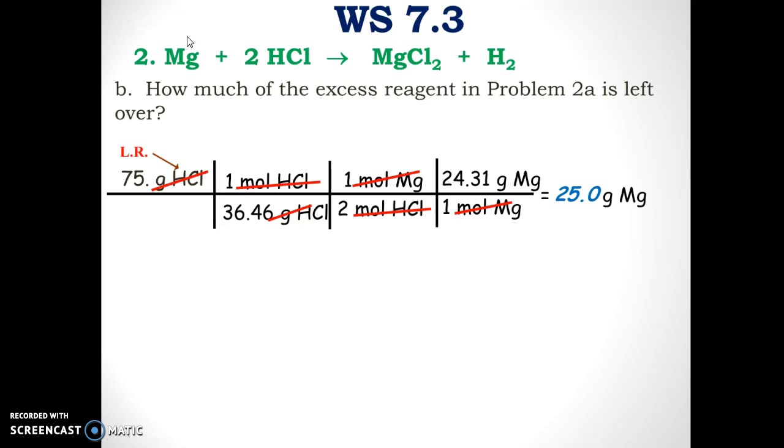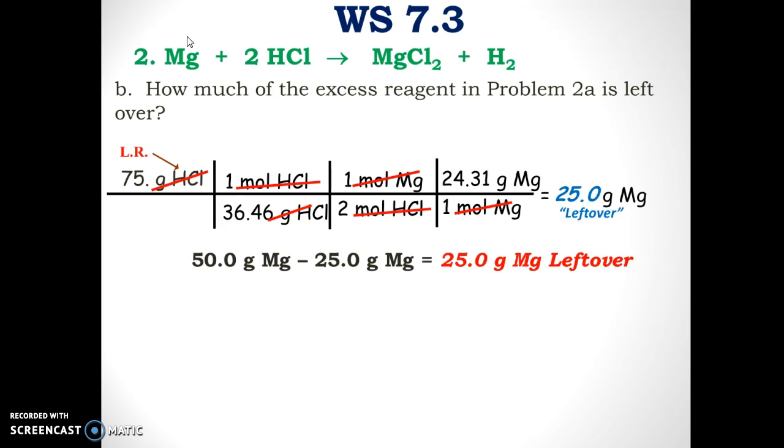How much Mg did I start with? Well, you get that from the initial problem, 50. I need 25, is what I have. So therefore, 25 grams is left over. Okay, this 25 grams of Mg is what is needed. I shouldn't say left over here. So I subtract the 25 from 50, and this is what I'm going to have left over.